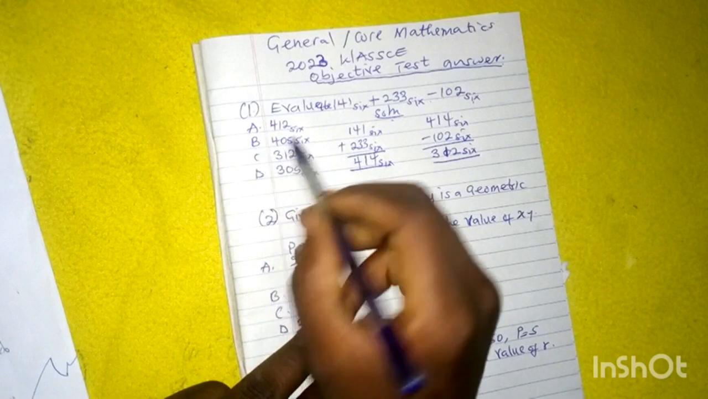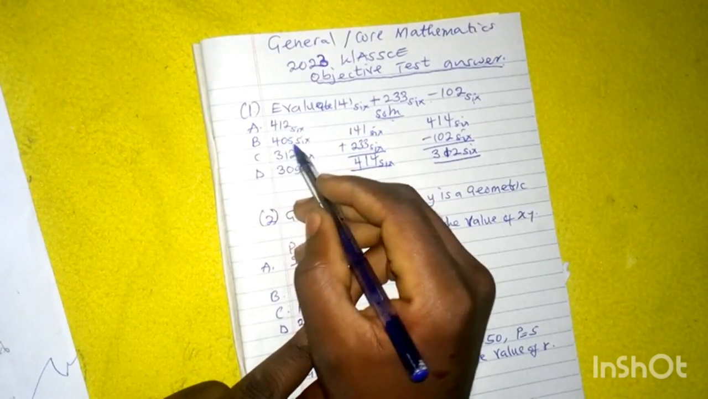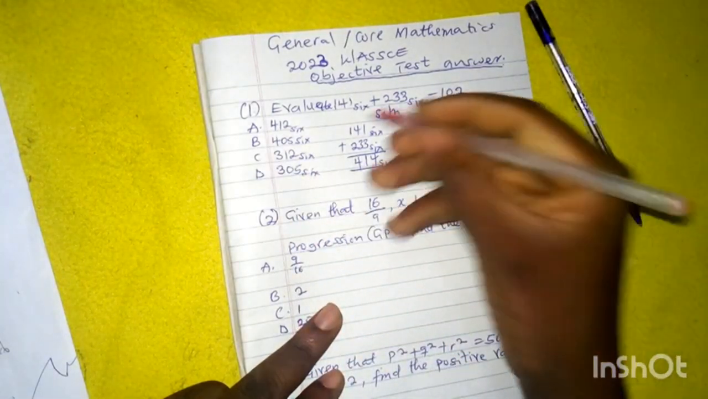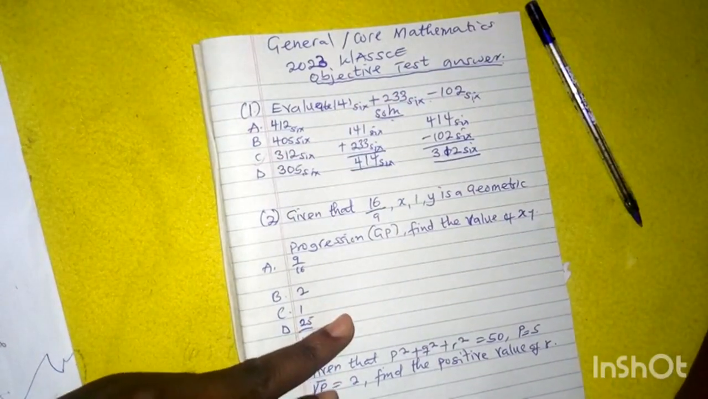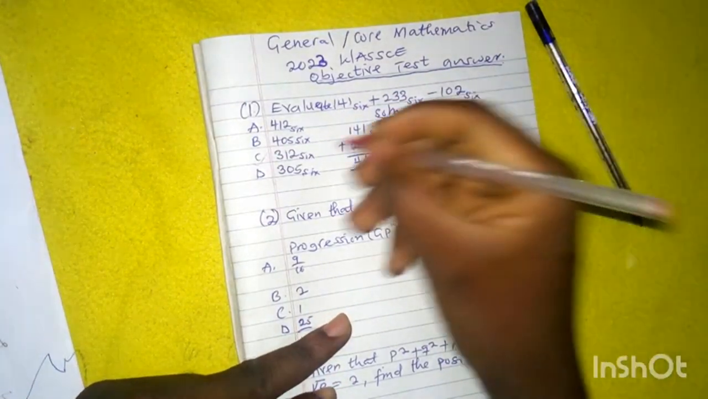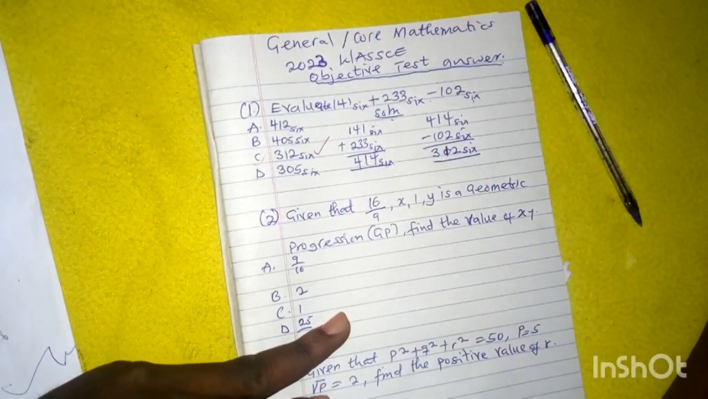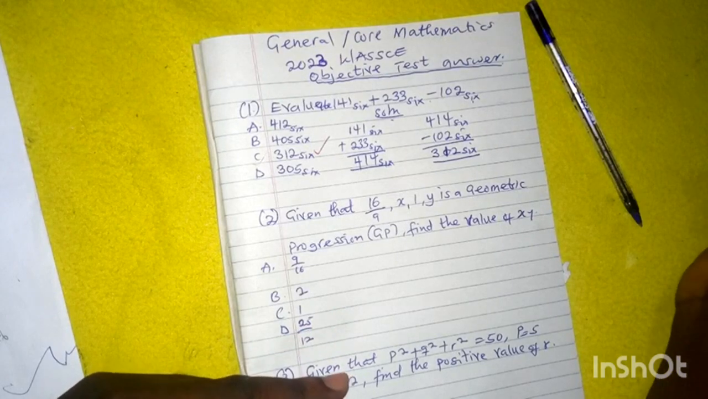And in the question, the answers we have are 412, 405, 312, 305. Therefore, the correct answer is C.